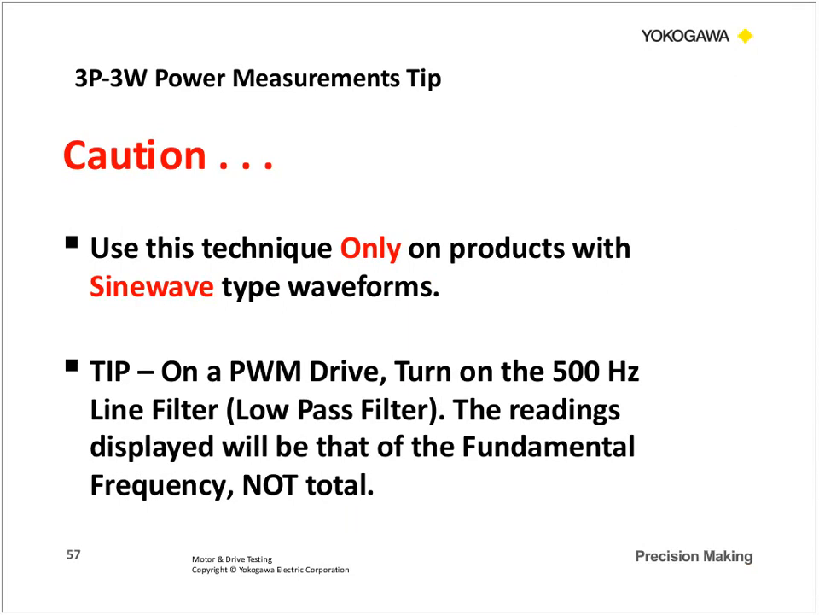Now, if you do have a PWM drive, you can kind of cheat the system by turning on what we call the line filter. Depending on the instrument, that might be around a 500 hertz low pass filter. So we're going to measure the fundamental only when we turn that filter on. It'll filter out any of these high frequency harmonics, circulating harmonics or anything like that, and give you a consistent reading of the phase parameters.